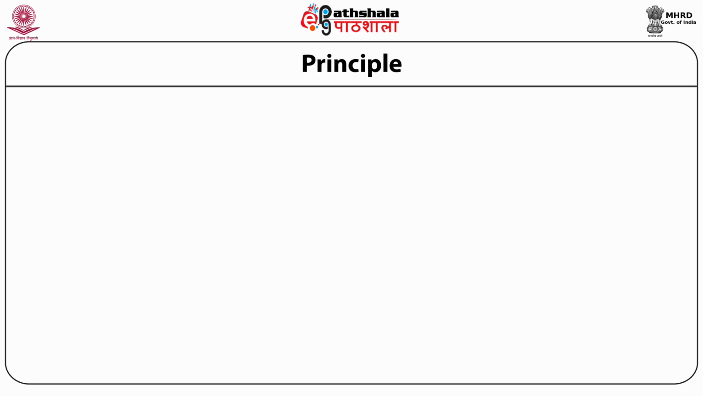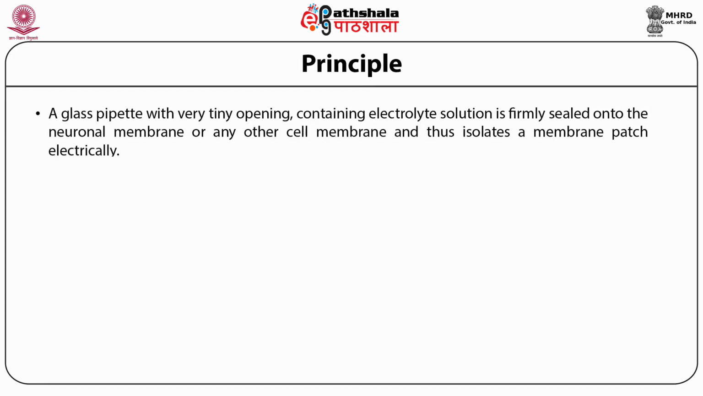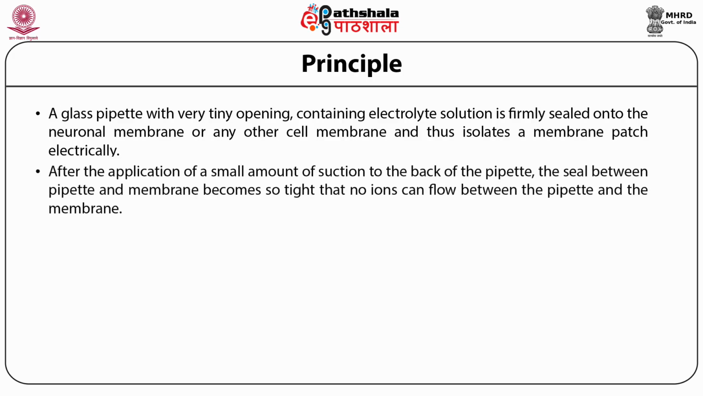The principle of patch clamp. A glass pipette with a very tiny opening containing electrolyte solution is firmly sealed onto the neuronal membrane or any other cell membrane and thus isolates the membrane patch electrically. After the application of a small amount of gentle suction to the back of the pipette, the seal between pipette and the membrane becomes so tight that no ions can flow between the pipette and the membrane.